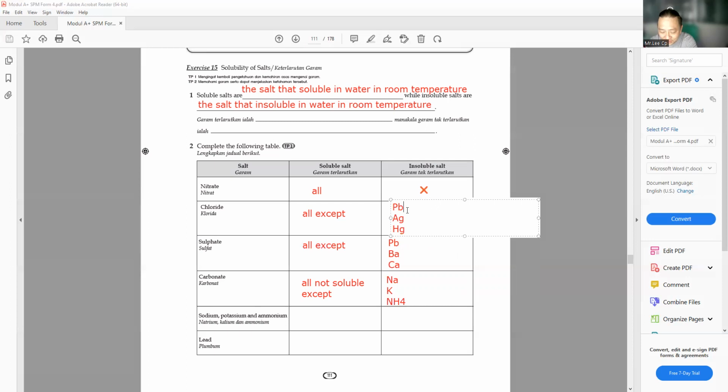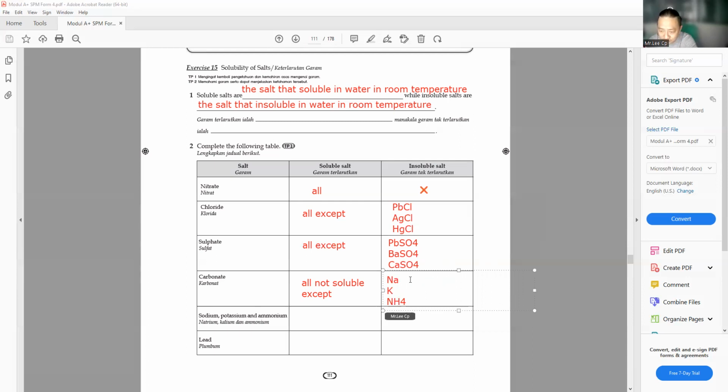Insoluble salt. PbCl, AgCl, HgCl, that's right! I am too lazy to write, but you cannot not write it. SO4, BaSO4, CaSO4. They are asking you what is not soluble salt, right? Lead sulfate, barium sulfate. Barium is 2 plus, all right? SO4 is 2 minus, so you write it all this way, okay.